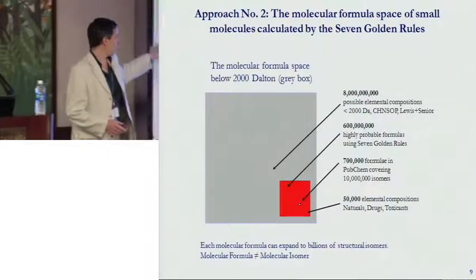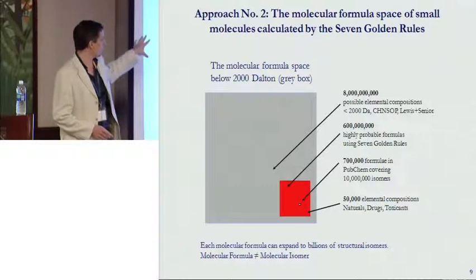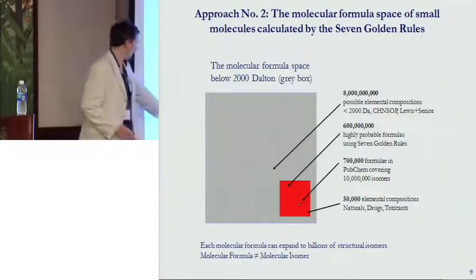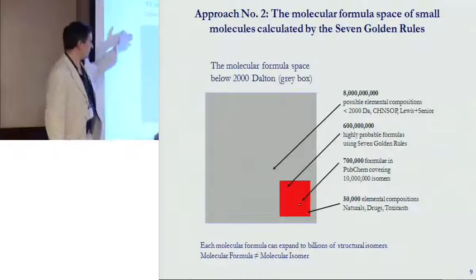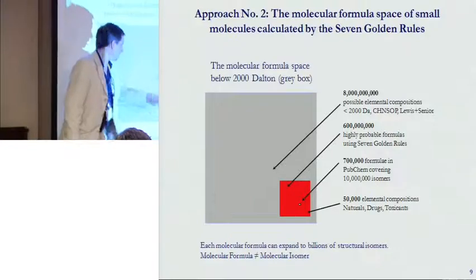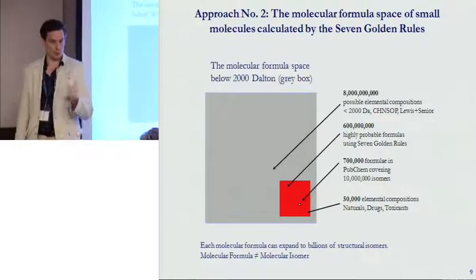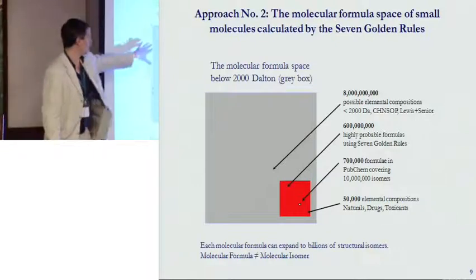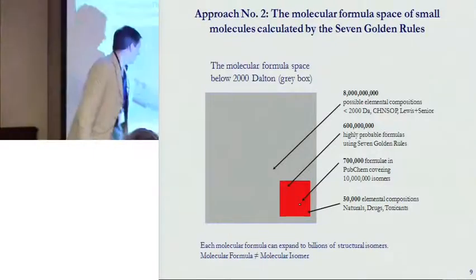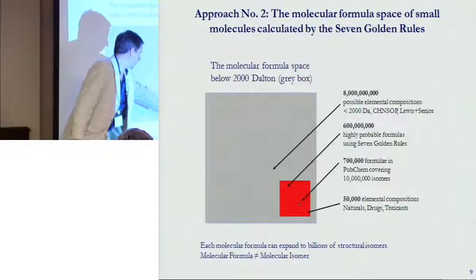So if we only consider those most important elements, we have 8 billion compounds which are represented in that gray space. If we use our rules, our 7 rules, we are suddenly going into that red box, and that is really important for mass spectrometry because you don't want to operate on this 8 billion elemental space. If we look at PubChem at this time, it was only here.